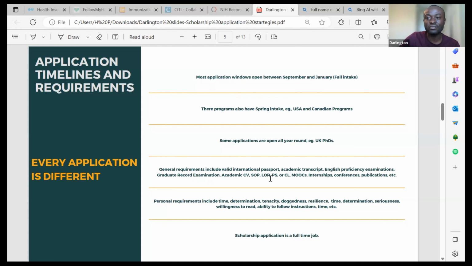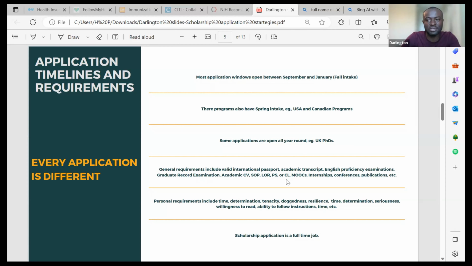Scholarship application is a full-time job. So if you're not willing to give it time, maybe you are not actually ready for it, because I know some persons that resigned their jobs to apply for scholarship. I know some persons that did so many other things. In fact, if I tell you my own experience, it's actually crazy. Maybe it sounds unbelievable, so let me not go to it. But the point is, you need time to apply for scholarships.